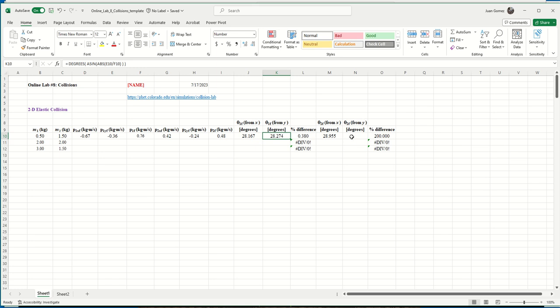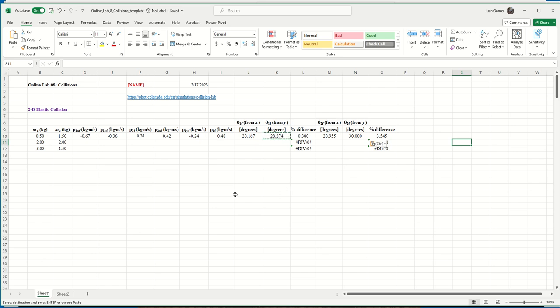Now let me paste that formula here. Oh, I got to copy it again. Let me copy this formula, paste it here, and then double check the cell references. Okay, now for theta 2f from the y, it's going to be the arc sine of P2YF. It's going to be H10 over I10, which is correct. And notice the percent difference automatically updated. Perfect. Now, we're almost done.